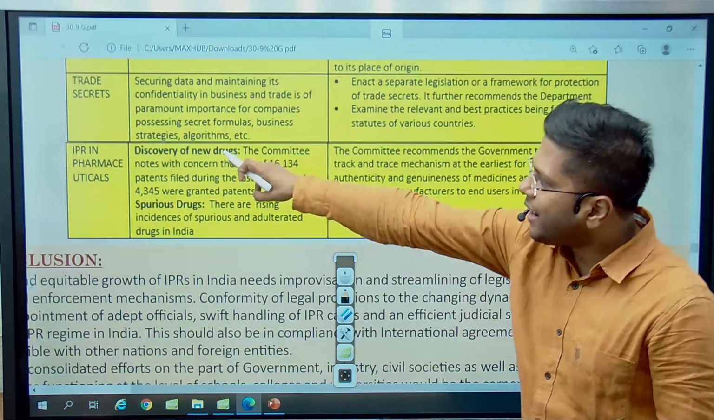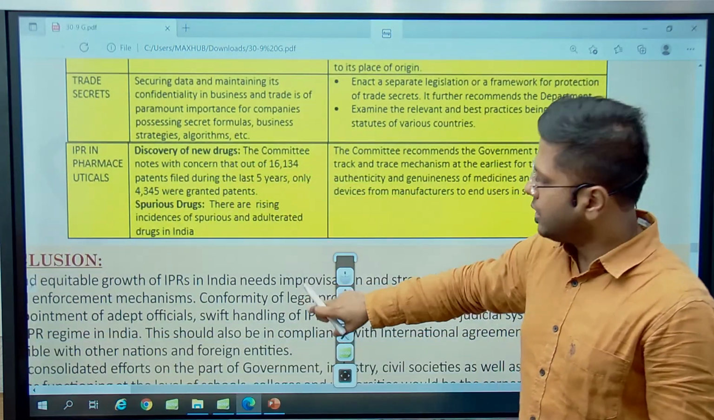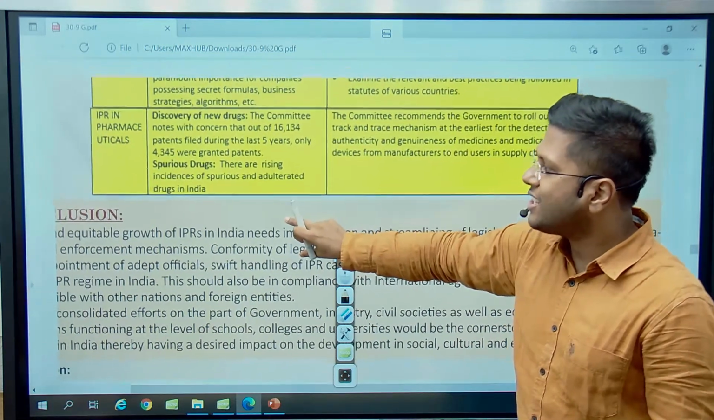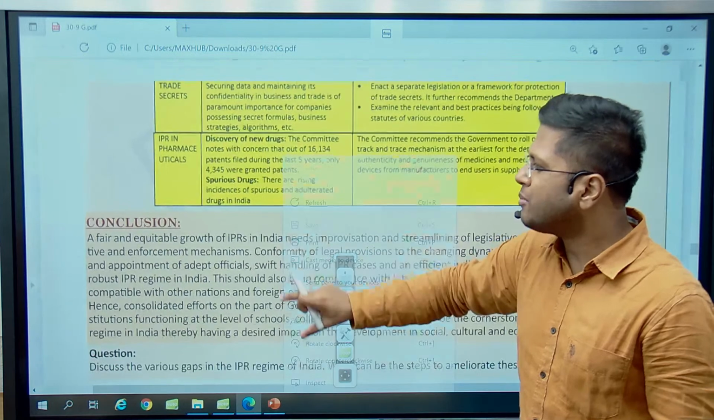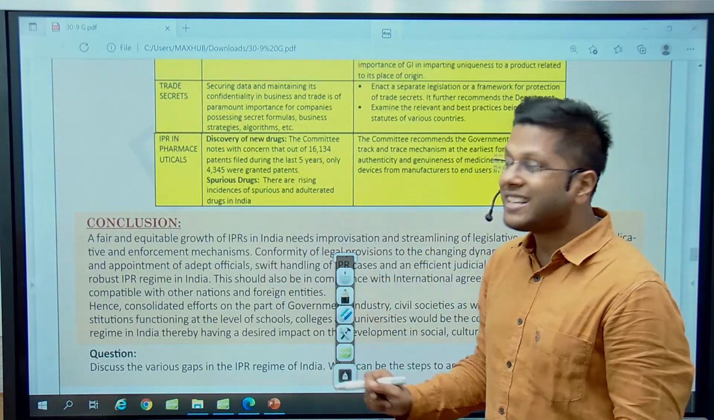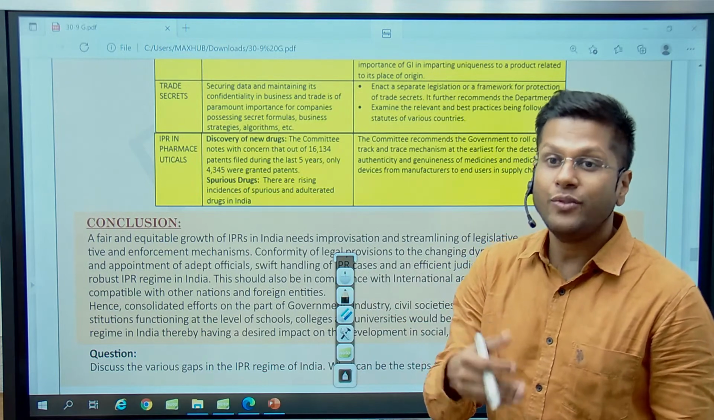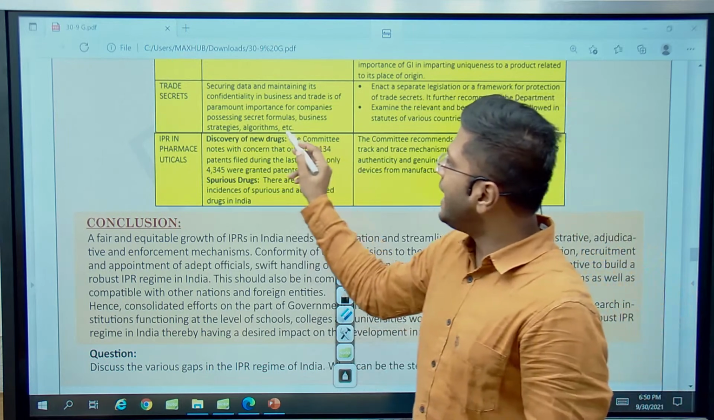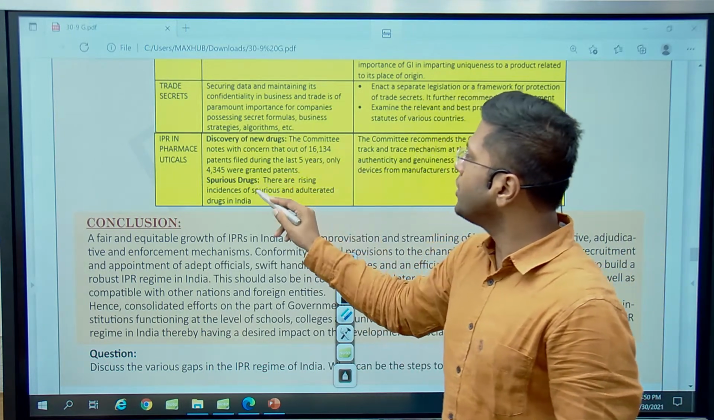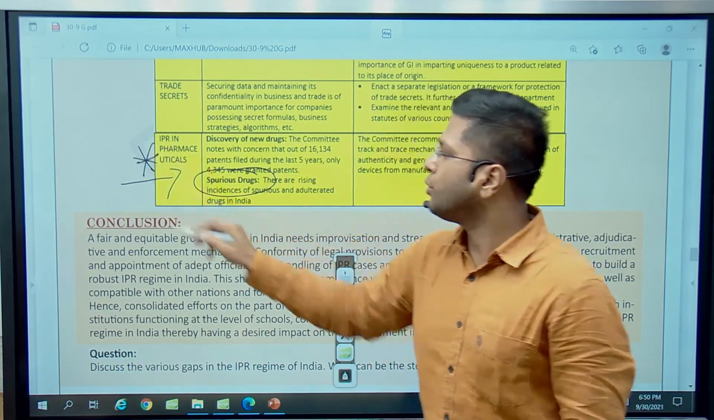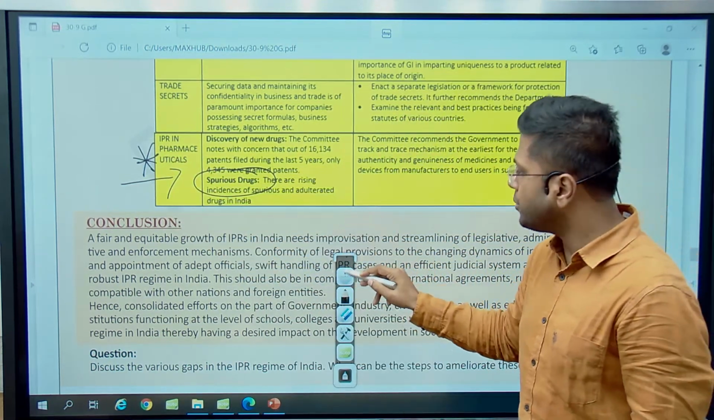So IPRs in pharmaceuticals. So in pharmaceutical industry, we need those kind of drugs which are essential and are required. And that is why sometimes it is said that this essential drug provision is decreasing the amount of investment in pharmacy in India, right? This is one contention. The other one is that of the spurious drugs. Yes, spurious drugs. That means those fake drugs. So these are the kind of drugs that have to be removed from the market, right?